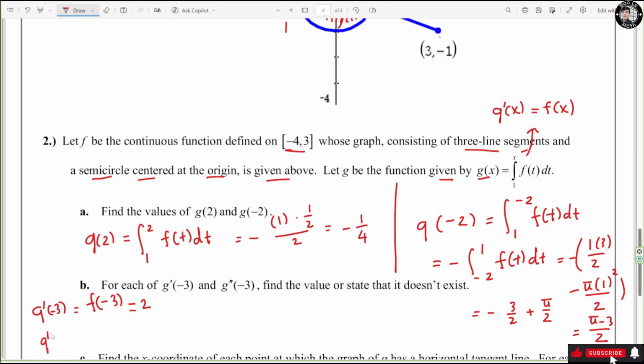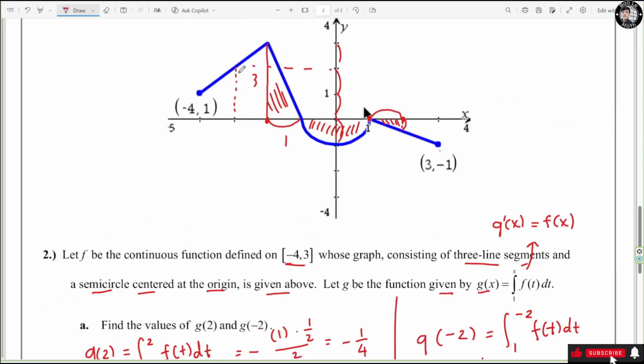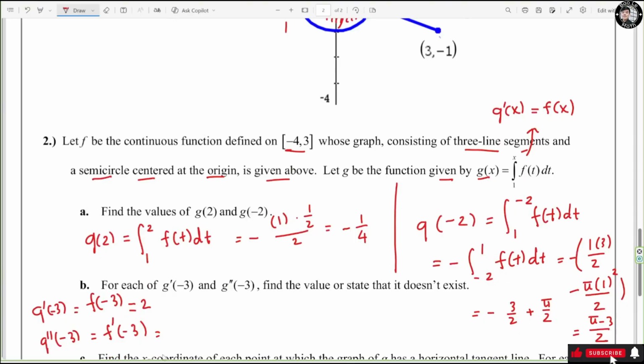Now g double prime of negative 3 is f prime of negative 3, right? F prime of negative 3 means the slope of the line at s equals negative 3. The slope is positive, right? So we calculate the slope, which is rise over run. Rise is 1, 2, run is 1, 2, and the slope is positive. It's actually 2 divided by 2, and it's going to be 1, right?